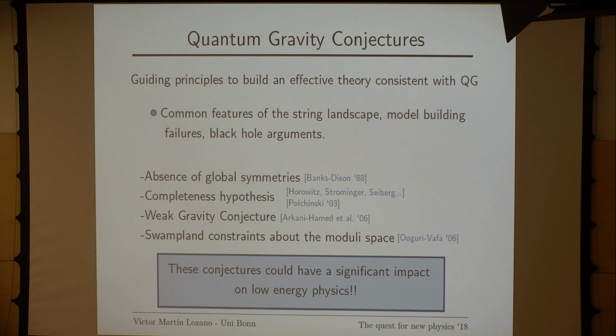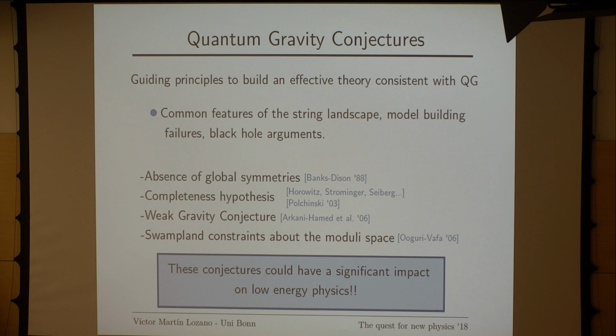The quantum gravity conjectures, yes? That means that we no longer look for the theory of everything. You look for the theory of something only. The rest is the swampland. Yes, the thing is that not every effective theory could come from an ultraviolet theory, basically.